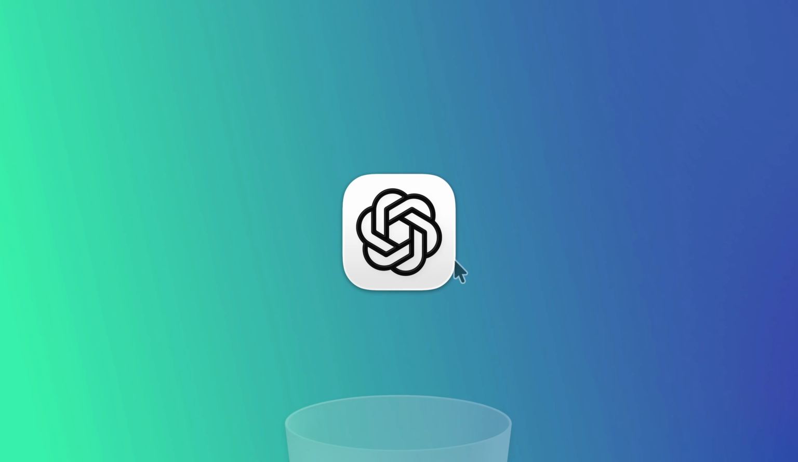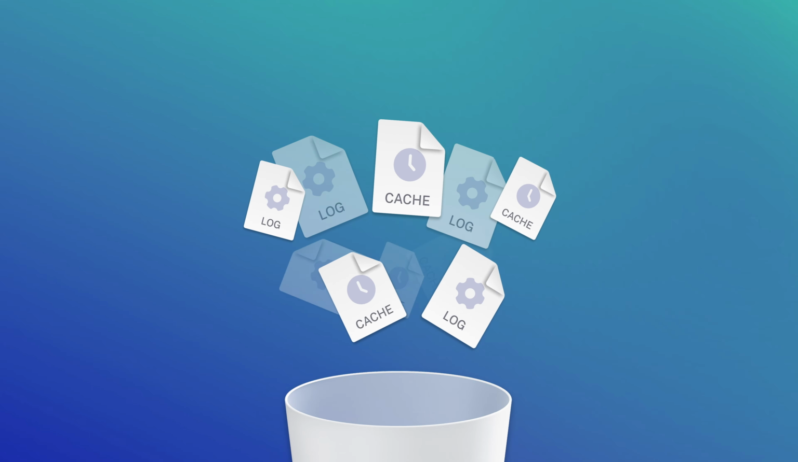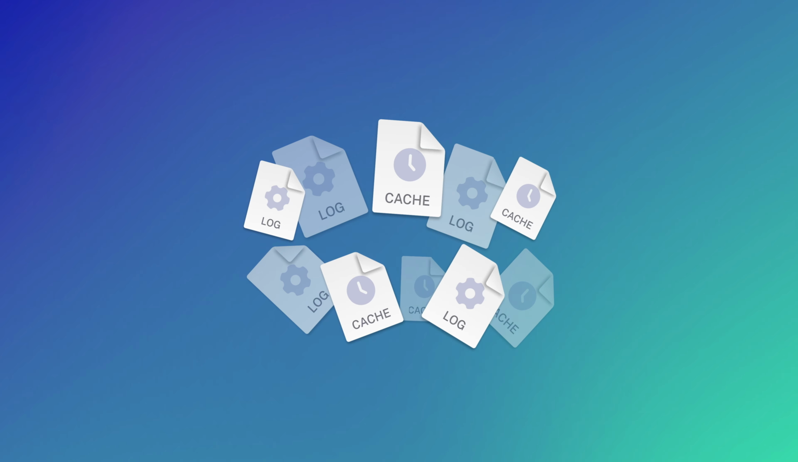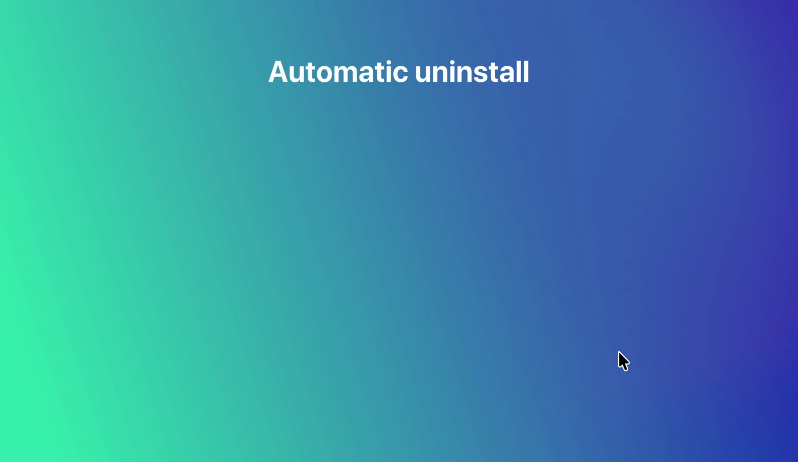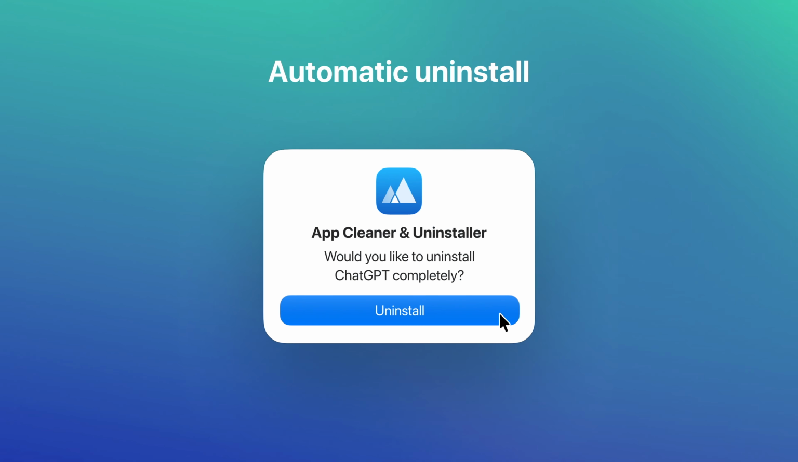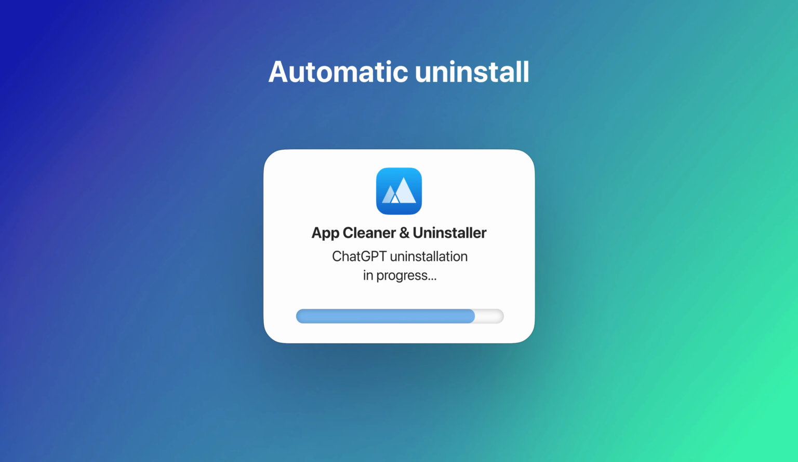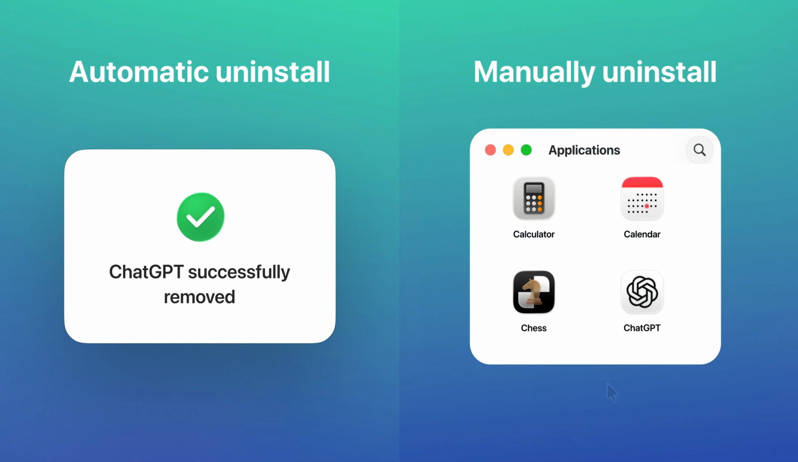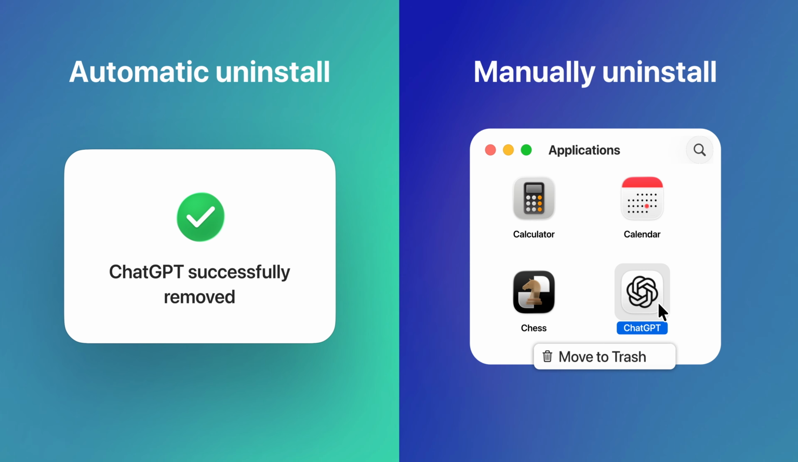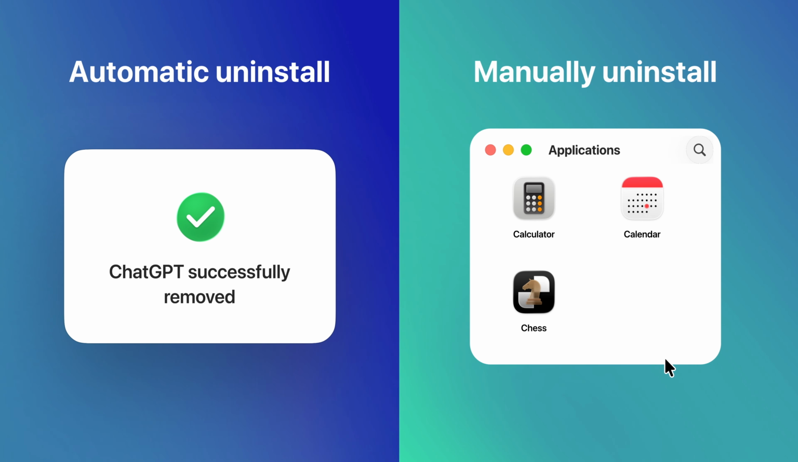Uninstalling ChatGPT on Mac isn't as simple as dragging it to the trash. That removes the app itself, but not everything it leaves behind. In this video, you'll see how to completely uninstall ChatGPT from macOS. We'll cover two methods: a fast way using App Cleaner and Uninstaller, and the manual method using Finder.